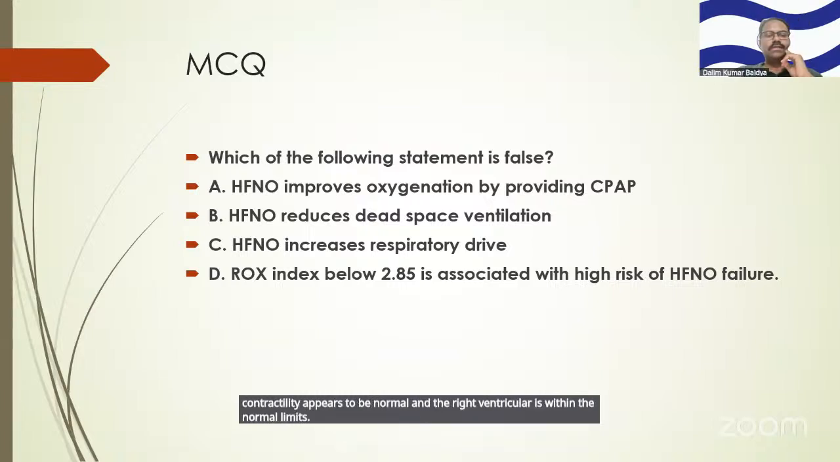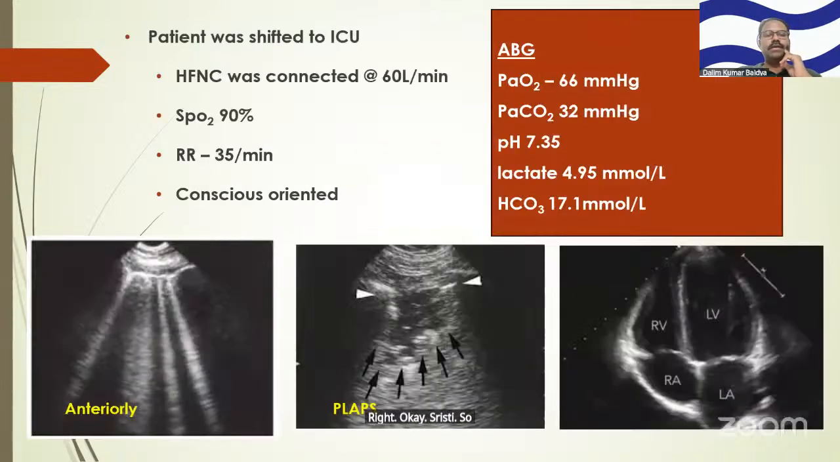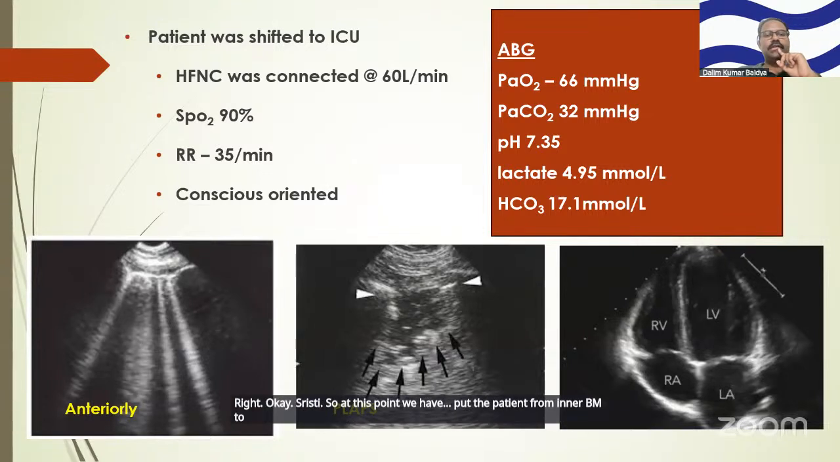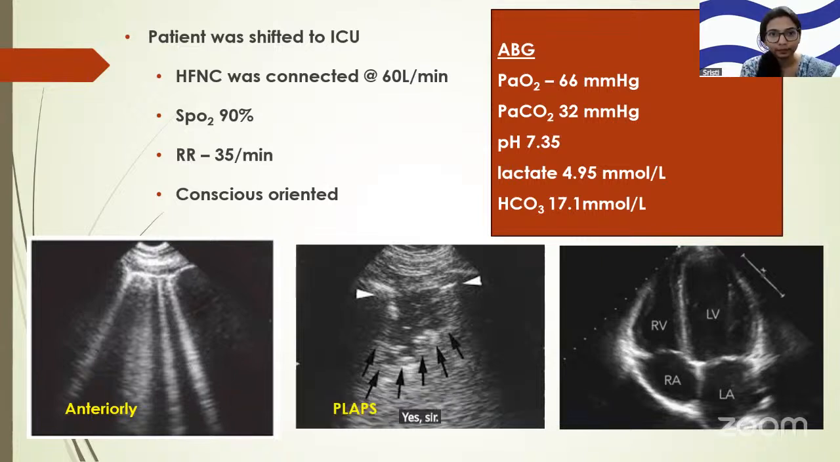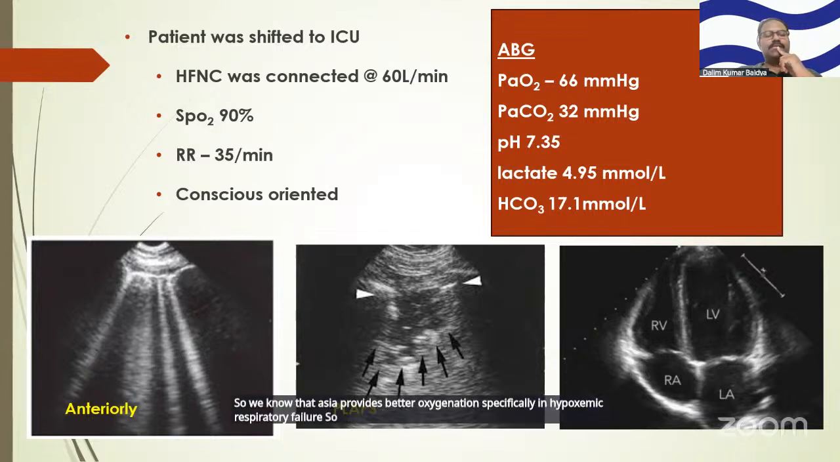Right. Okay, Srishti. So at this point, we have put the patient from NRBM to high flow nasal oxygen inside our ICU, right? Yes, sir. So we know that HFNO provides better oxygenation specifically in hypoxemic respiratory failure. So can you just explain what are the possible mechanisms by which HFNO improves oxygenation? Yes, sir.